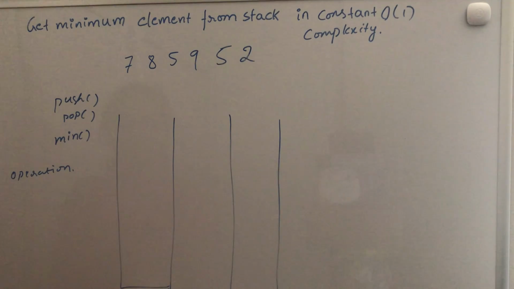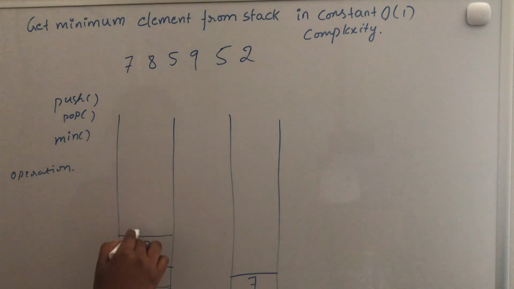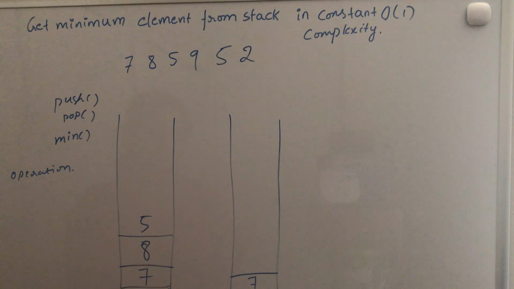Now what we have to do: first we insert the value 7 here, and in the min stack also 7, because only one element is present in the stack, and that is the minimum element. Then we add 8. 7 is less than 8, so the minimum is still 7, so we will not add 8 to the min stack. Next 5, so 5 is less than 7, so the minimum is 5 now.